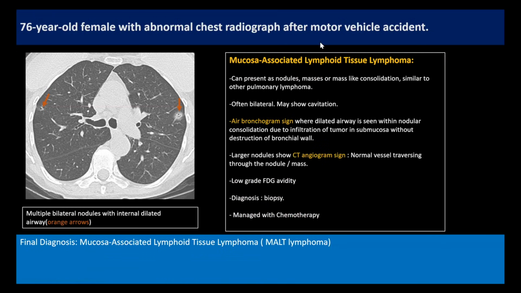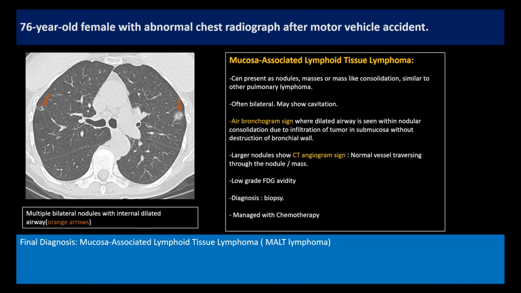Now, I'm showing you a case of MALT lymphoma with nodules, but they can also present with masses, which may or may not cavitate. As we talked about, the bronchial dilatation, also known as the air bronchogram sign, is really related to the fact that there is infiltration of the bronchial wall by the lymphoma, but not leading to destruction of the bronchial wall. And on larger nodules and masses, you may also see a vessel traversing, known as the CT angiogram sign, and that vessel does not appear distorted, narrowed, or occluded.